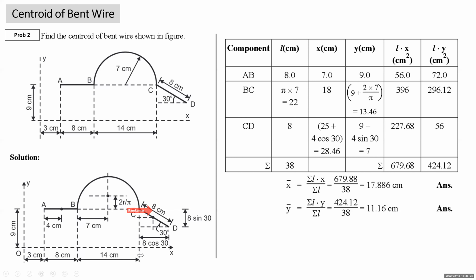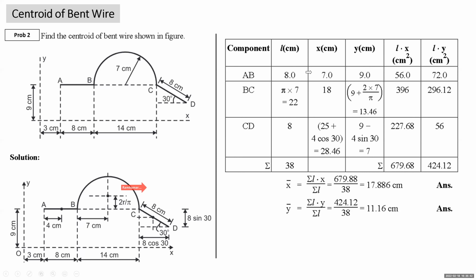Y coordinate is measured from x-axis. This vertical projection of this is 8 sin 30. From here it is 9. So 9 minus 4 sin 30 will be y coordinate of this point with respect to x axis. Rest all is students' calculations.